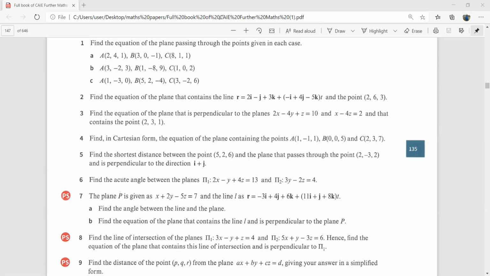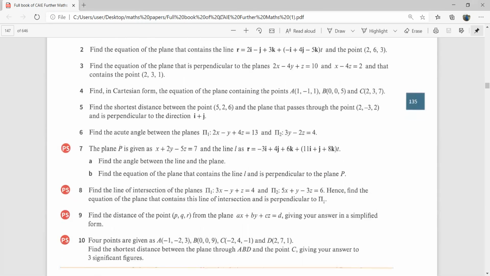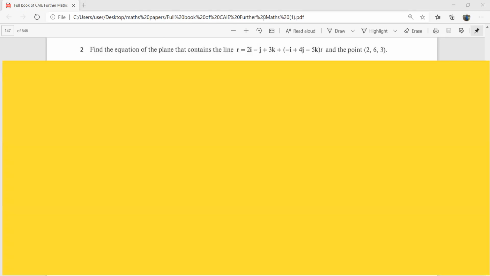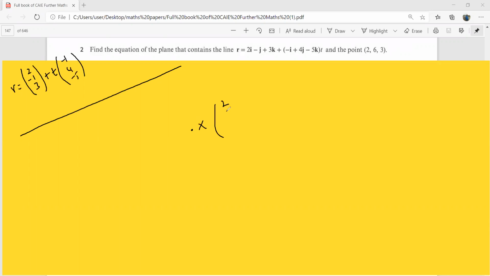I'll be doing this second question now. It says find the equation of the plane that contains a line and the point 2, 6, 3. So guys, if you visualize it, you'll really enjoy writing these equations. Now I have this line here whose equation is given. This line is r equal to 2 minus 1, and please keep an eye on it, I might make a plus minus mistake here, and then plus t times minus 1, 4, minus 5. And suppose here is a point, let me call this point x, which is 2, 6, 3.